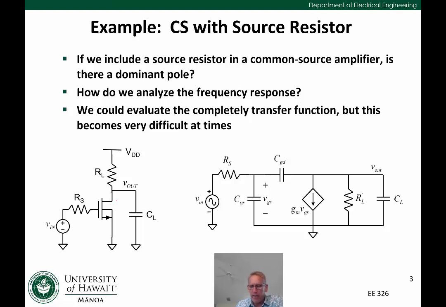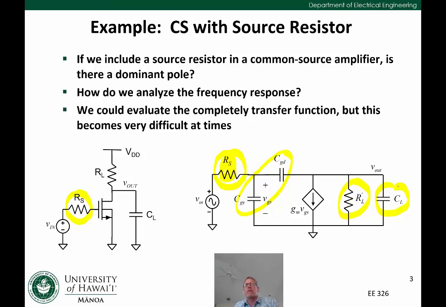So now, this is again the common source amplifier, but we've decided to include an RS here, a source resistance associated with the input. And in the small signal model, we also have this RS. So now what we see is there's some RS and some capacitance at the input, CGS and CGD. And if we look at the output node, there's also an RL prime, and there's capacitance CL. So we can see right away, intuitively, there should be two poles in this circuit. But how do we know what's dominant or what the frequency response is going to be?